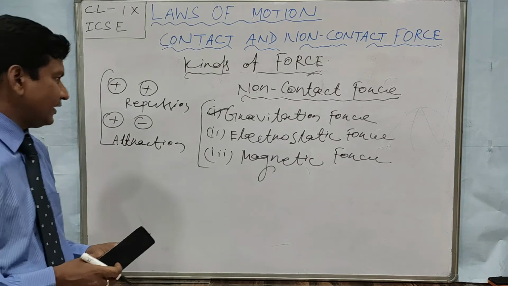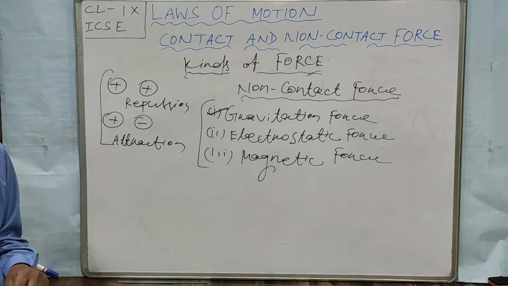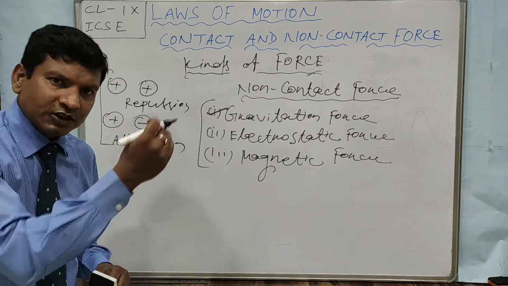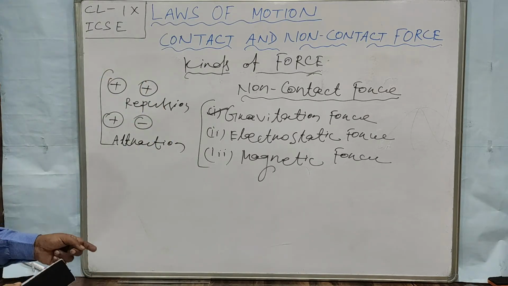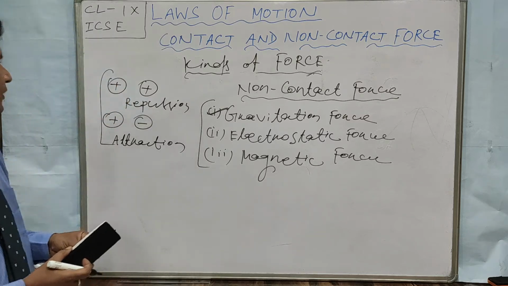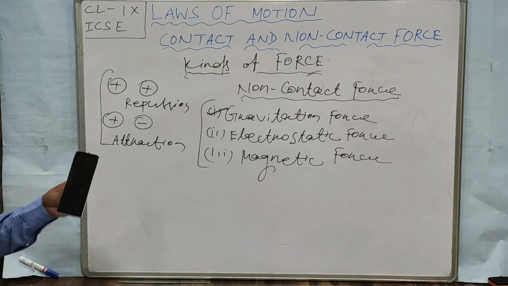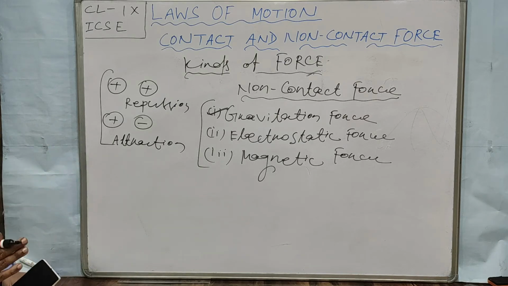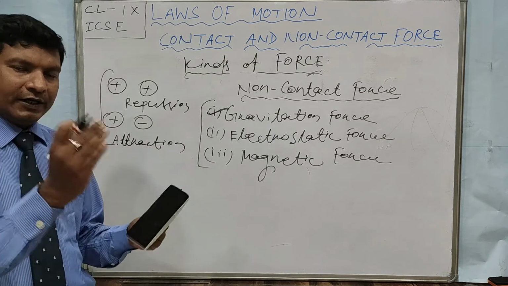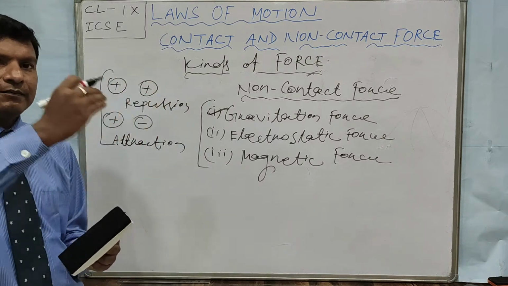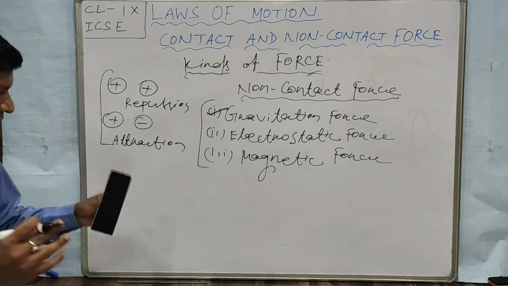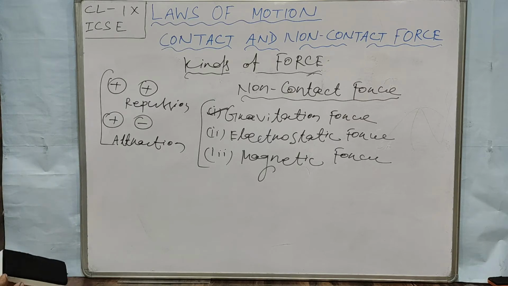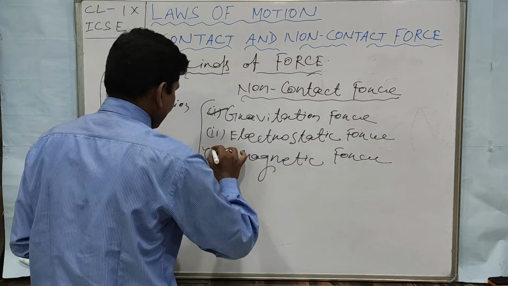The force exerted between two charged particles, either the force of attraction or the force of repulsion, is known as the electrostatic force. If two like charges are approaching towards each other, then they will repel each other, and this is known as the repulsive force. And when two unlike charges are approaching towards each other, they attract, and this is known as the force of attraction or attractive force.